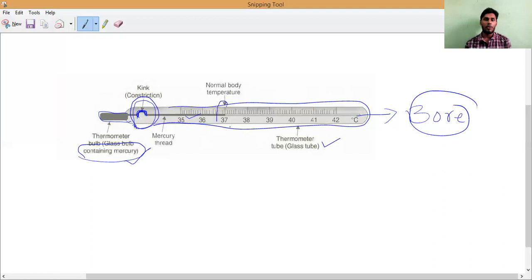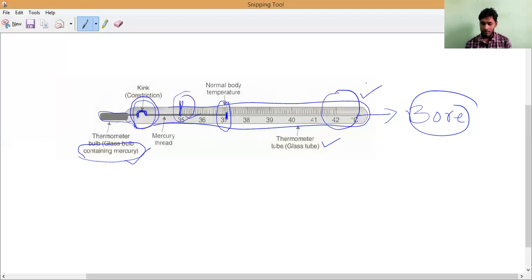If you observe our human body temperature, what is it? If you don't have a fever, it is 37 degrees Celsius. Have you noticed it? 37 degrees Celsius. Also, we can see from this thermometer, what is the starting point of this clinical thermometer? 35 degrees Celsius.